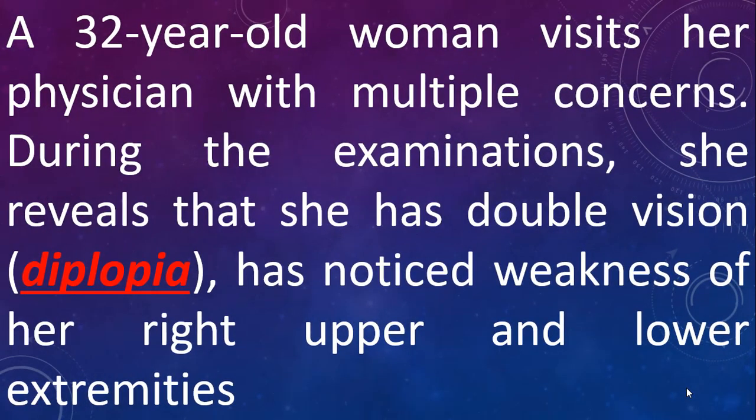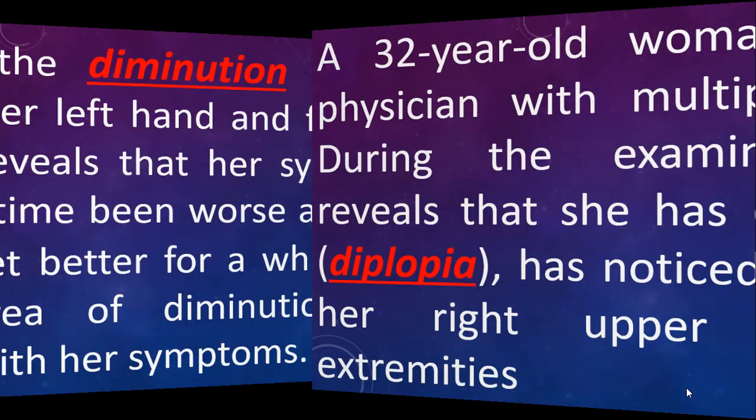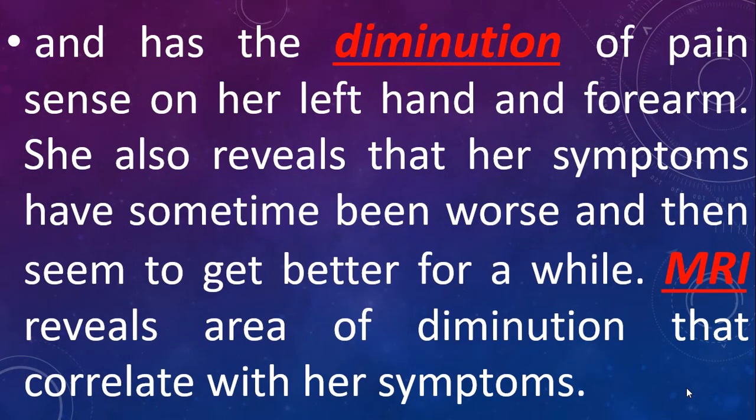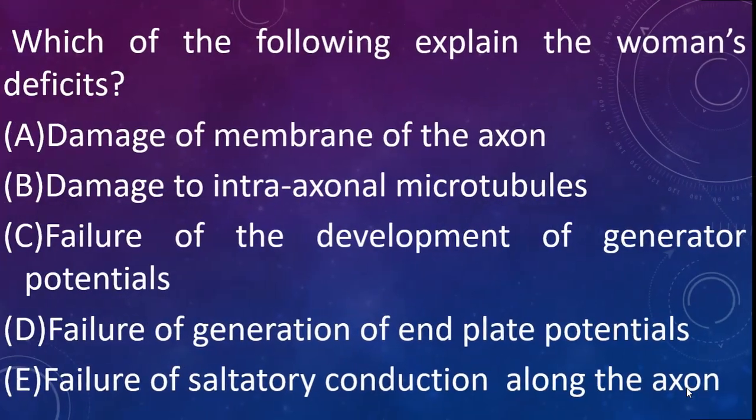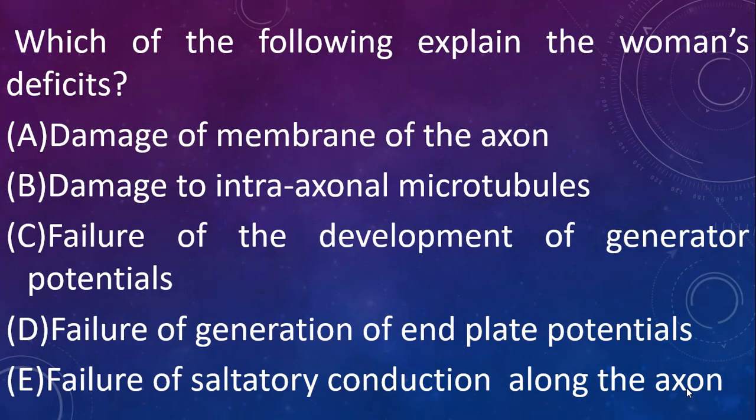A 32-year-old woman visits her physician with multiple concerns. During the examination, she reveals that she has double vision, diplopia, has noticed weakness of her right upper and lower extremities, and has diminution of pain sense on her left hand and forearm. She also reveals that her symptoms have sometimes been worse and then seem to get better for a while. MRI reveals areas of demyelination that correlate with her symptoms. Which of the following explains the woman's deficits?